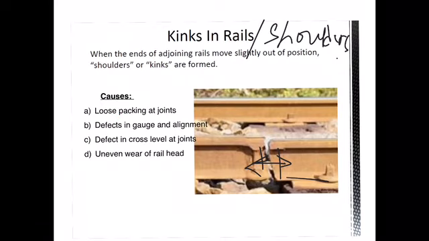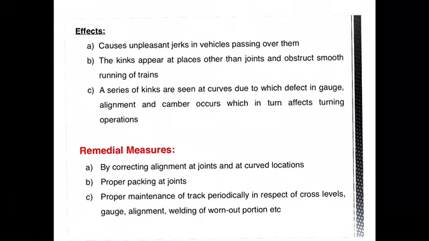It can also be because of the defects in the gauge and alignment and the defects in the cross level at the joints and uneven wear of the rail head. So now what will happen if the kinks in rail occur? This will cause an unpleasant jerk in vehicles passing over them. And due to the uneven wear of the rail head, these kinks can appear at any places other than joints and it will affect the smooth running of trains.